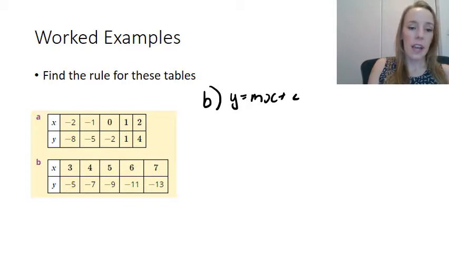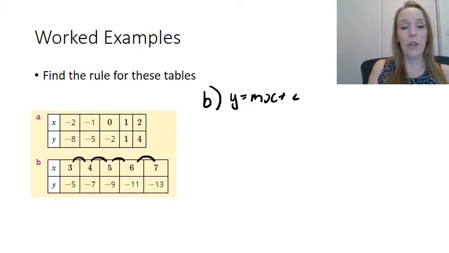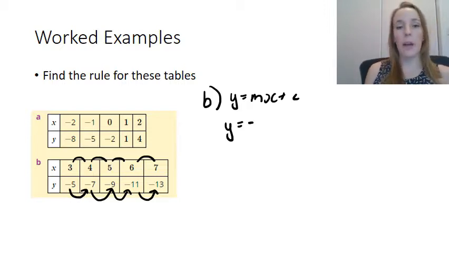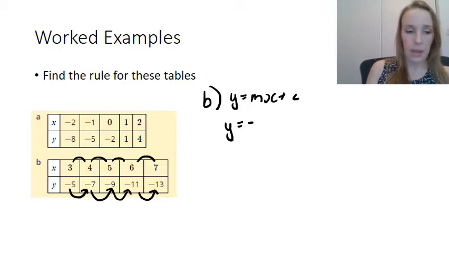We're looking here at our table. Again, we can see that x is increasing by 1 each time. So we're going to look at the corresponding change in y. What is it doing? It's going from -5 to -7, -7 to -9, -9 to -11, -11 to -13. So y is actually decreasing. That means our m value will be a negative number. So how much is it decreasing by each time? Well, to get from -5 to -7, we're taking 2.